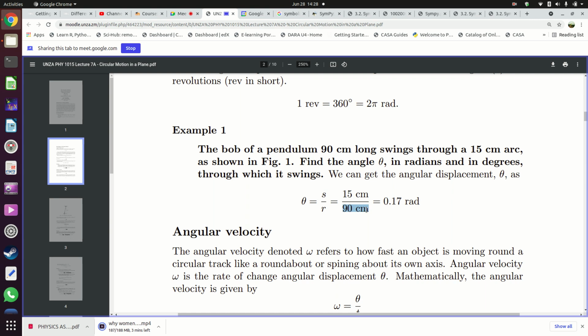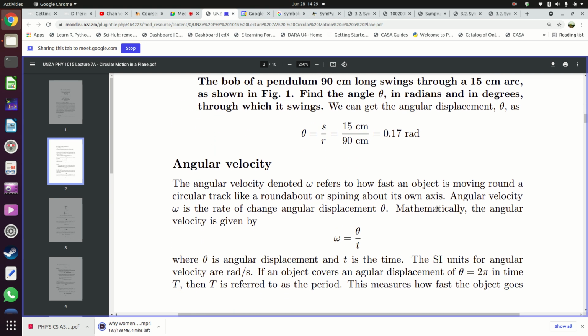In this case, I'm not changing anything because I'm dividing. I divide centimeters by centimeters, so the centimeters will cancel out. Whether I change the 15 centimeters into meters or the 90 into meters, they'll still cancel out. So when you do this division, you're going to end up with 0.17. Now, since you are talking about angular distance, the units are going to be radians. So you end up with 0.17 radians. Are we clear? Yes. This is 0.17 radians.